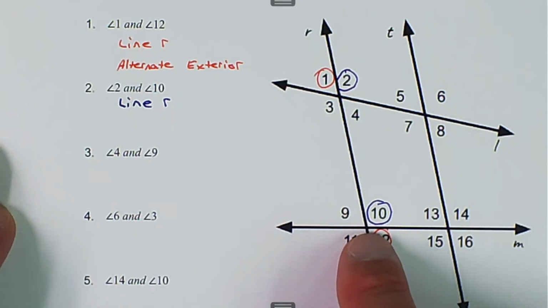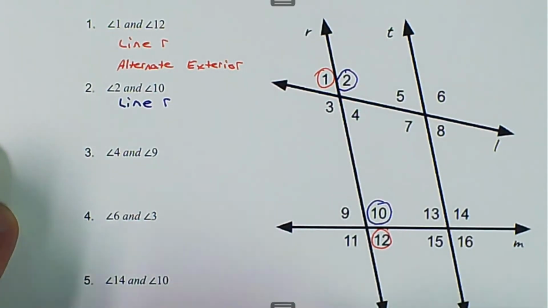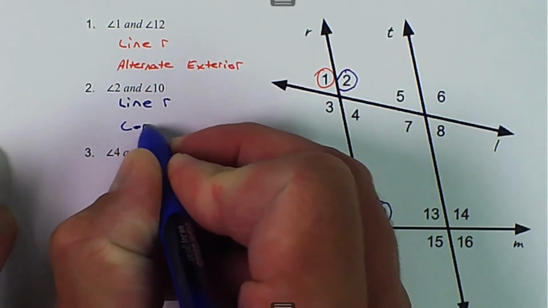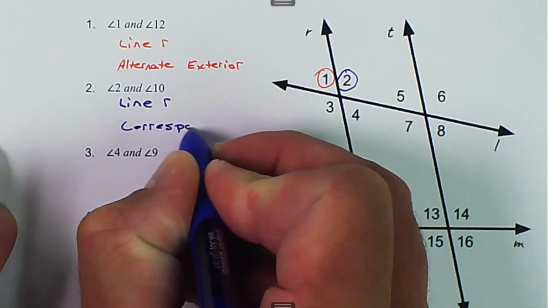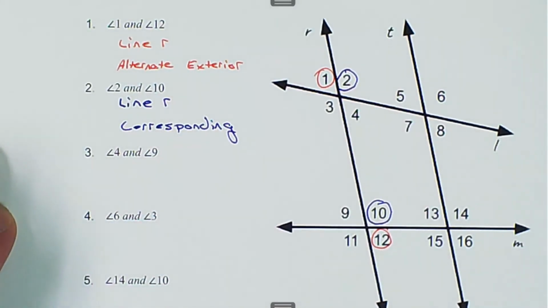If we think about this, if we're driving up here and 10 is up and to the right, and we drive up to this next intersection, 2 is up and to the right. When it's in that location, that's going to be corresponding angles.